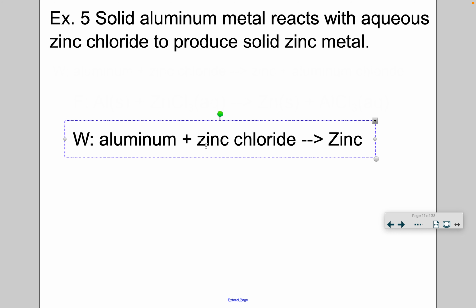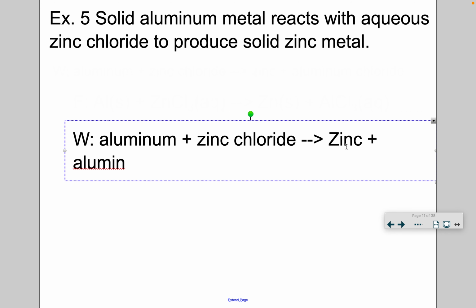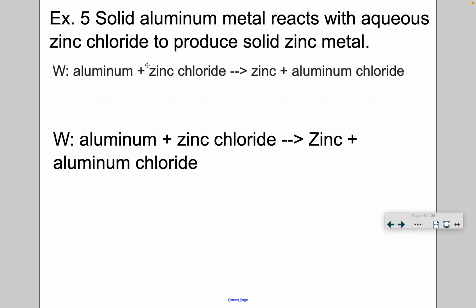So zinc is taken care of. Remember, with the law of conservation of mass, whatever you have on one side, you better find evidence for on the other side, right? So zinc is here and here, but I'm missing aluminum chloride. So that must mean that aluminum and chloride are bonded together, okay? So aluminum chloride.